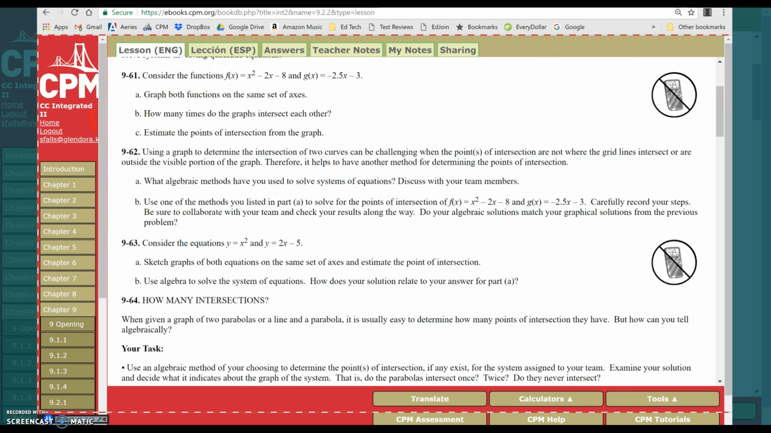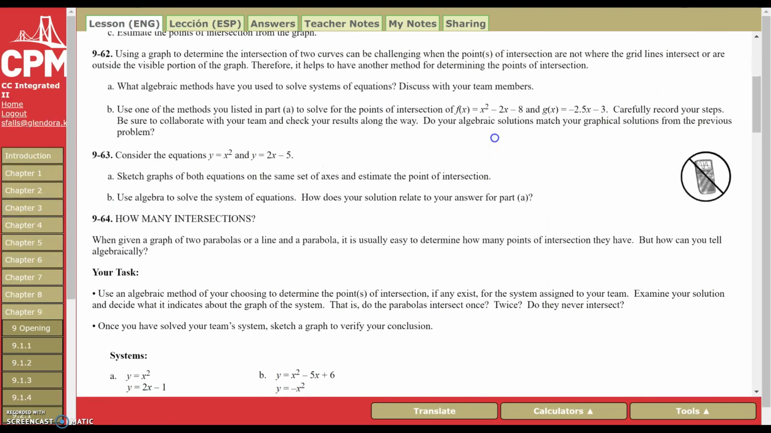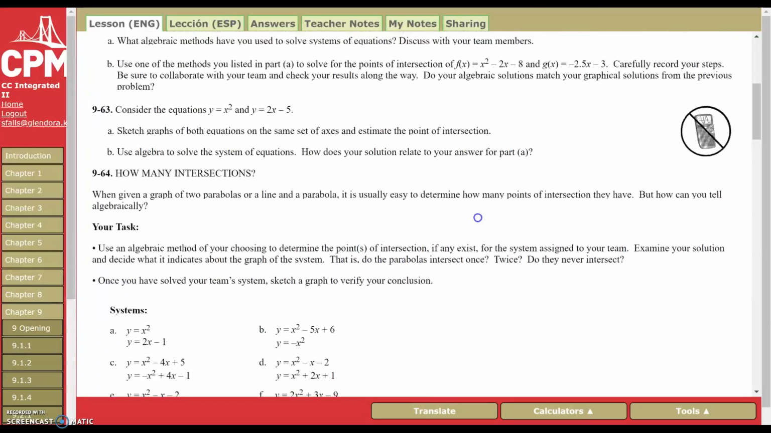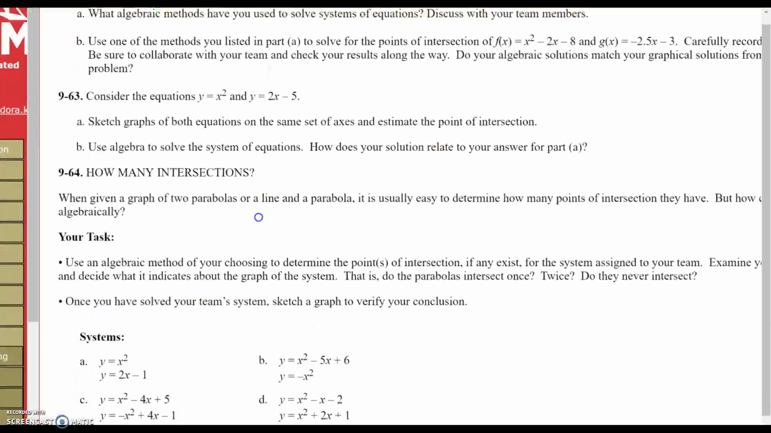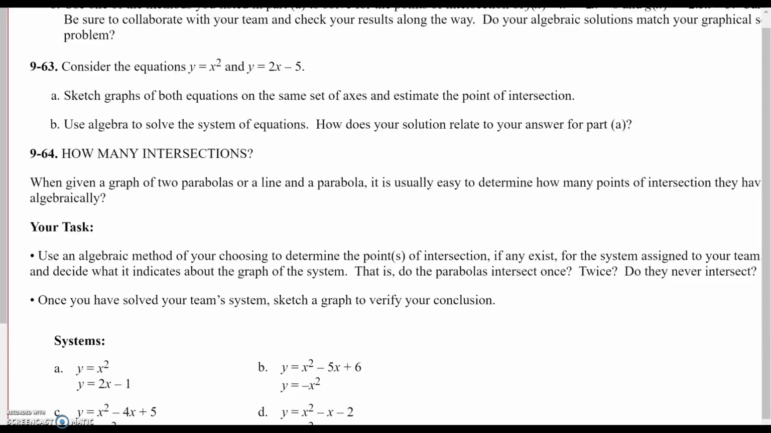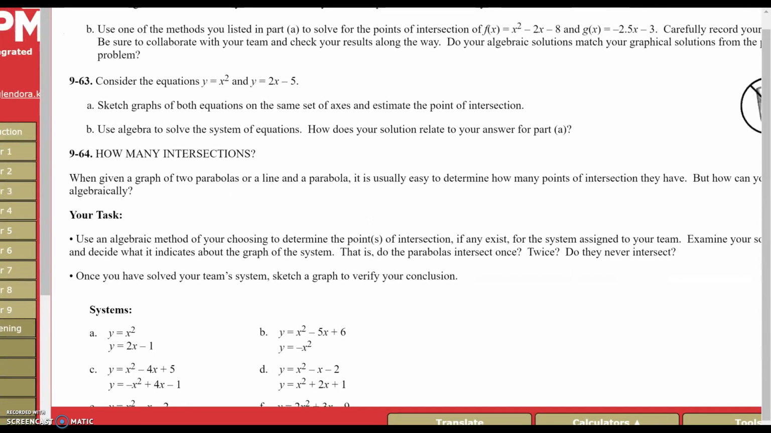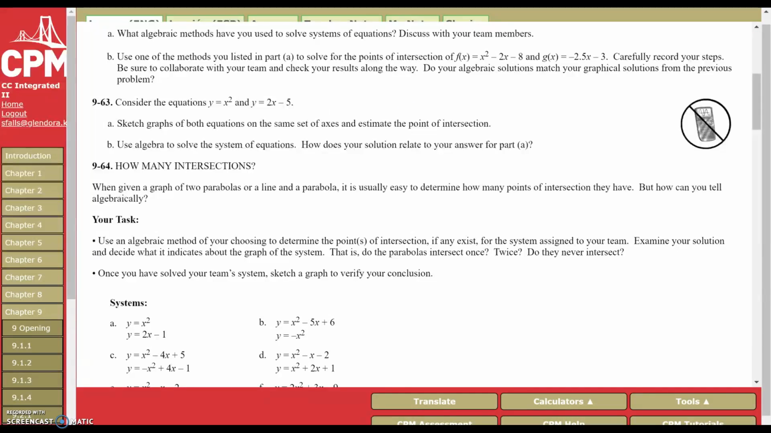Okay, so let's go to 63 and let's work on that one. It says consider the equations y equals x squared and y equals 2x minus 5. Sketch graphs of both equations on the same set of axes and estimate the point of intersection. Set up a graph and go ahead and graph those. See if you can graph those without my help.